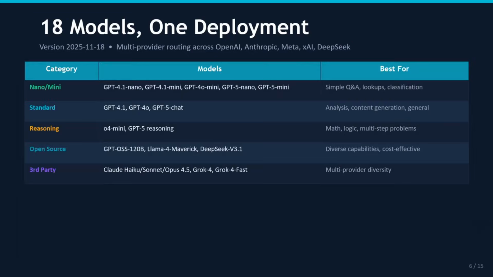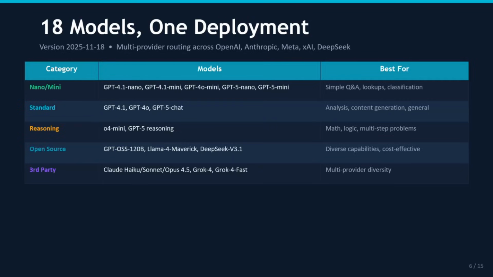So let me break down what's in the pool. The November 2024 version includes 18 models across 5 categories. At the lightweight end, we have GPT 4.1 Nano, Mini, GPT 4 Mini. Those can handle simple Q&A for a fraction of a cent. In the middle, we have GPT 4.1, GPT 4, GPT 5 Chat for general analysis and content generation. And for complex reasoning, we have O4 Mini and GPT-5 reasoning models.